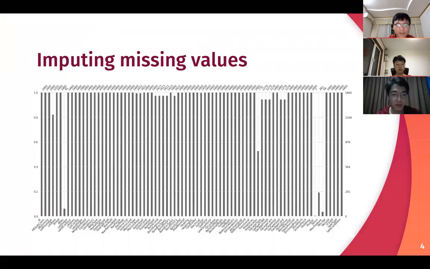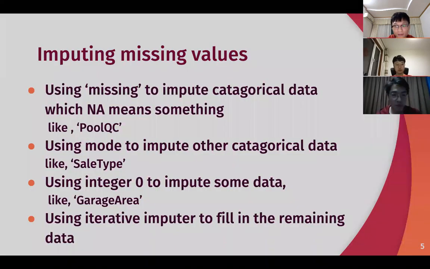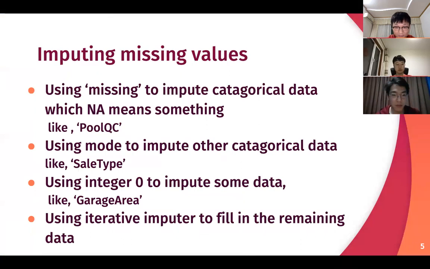First, imputing missing values. Some features have a lot of missing values. According to the features, we use four methods to impute the missing value. Using "missing" to impute categorical data where NA means something, using mode to impute other categorical data, using zero to impute some data, and using iterative imputer to impute the remaining data.